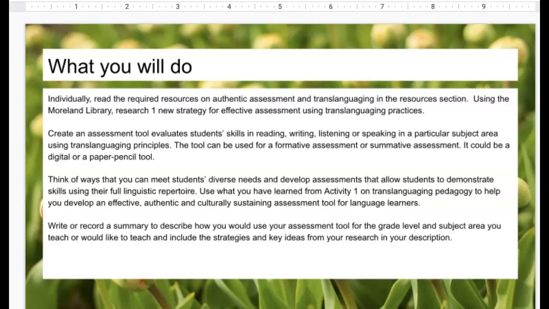And then the last piece, really important, don't forget to either write or you can record a summary of yourself. If you want to use a recording instead of writing, that's fine for this activity.